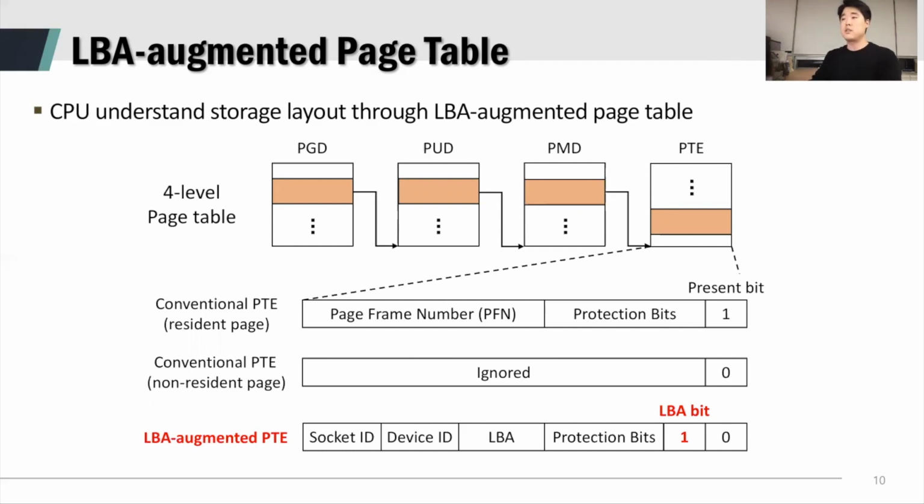Also, we extended the MMU to check the LBA bit together during a page table scan to expose it to the CPU. The LBA augmented PTE includes a socket ID and device ID to support multiple devices over multiple sockets. The CPU can identify the correct block device in the system with these IDs.